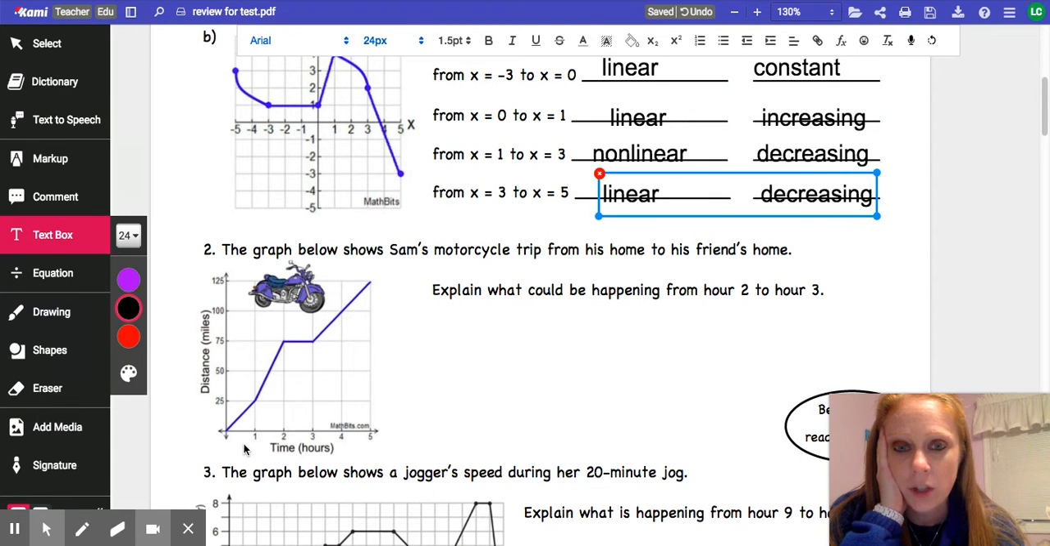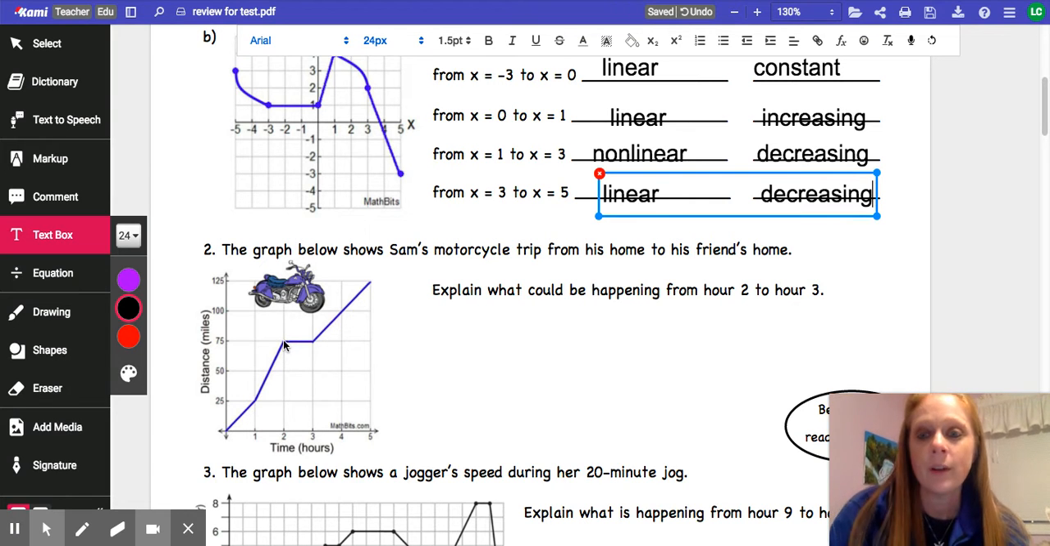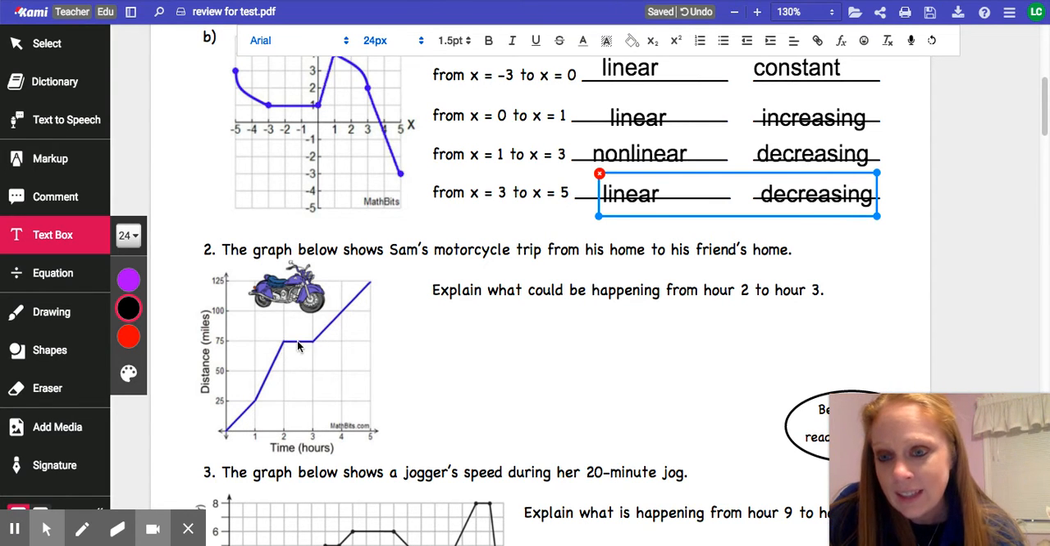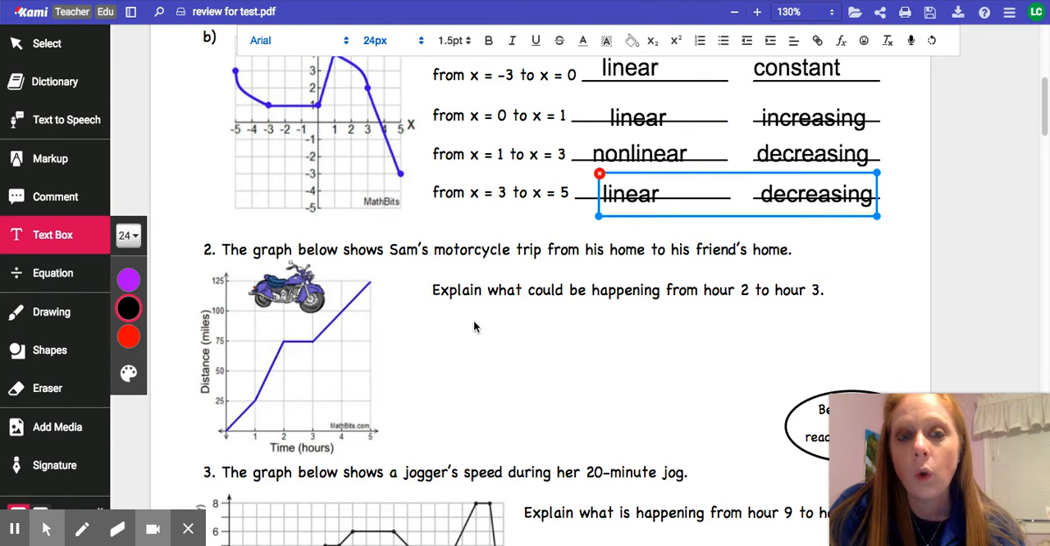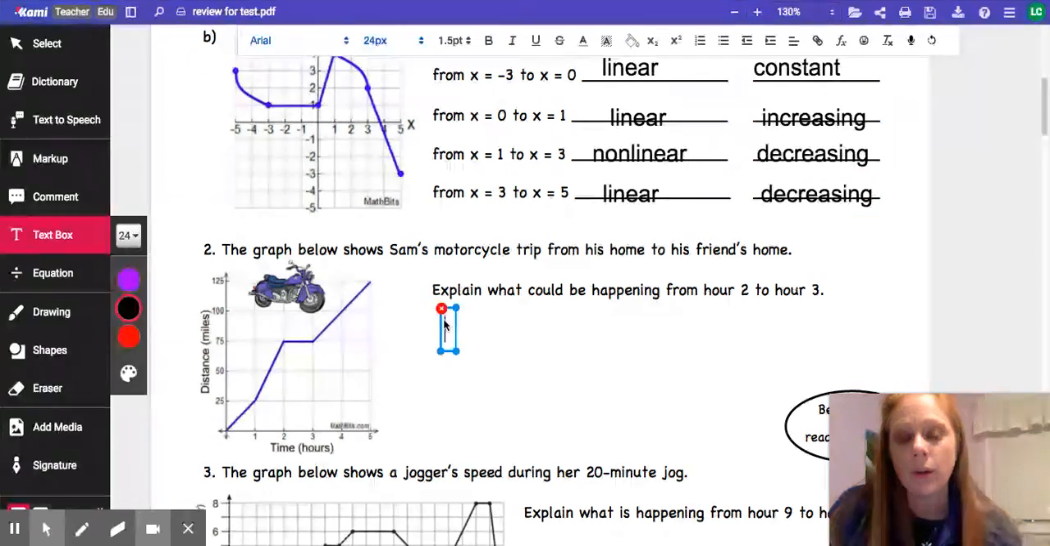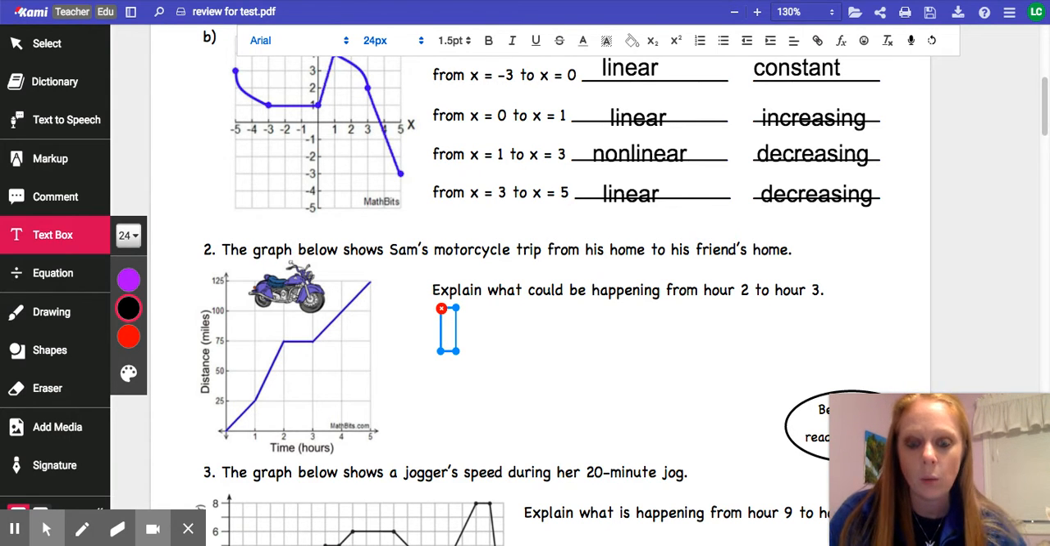So what is happening from hour 2 to hour 3? So it looks like as the first hour and second hour go by, he's getting further and further away from where he started. And then here, he stays at 75 miles away from home for a whole hour. So what could be happening from hour 2 to hour 3? Well, if he's stuck at 75 miles, that means he probably stopped somewhere.